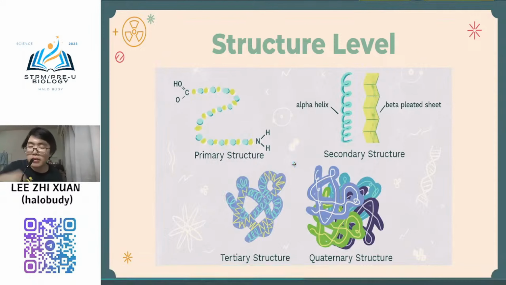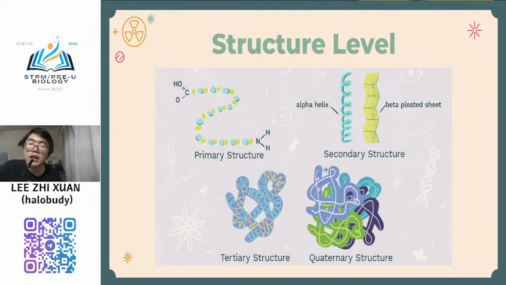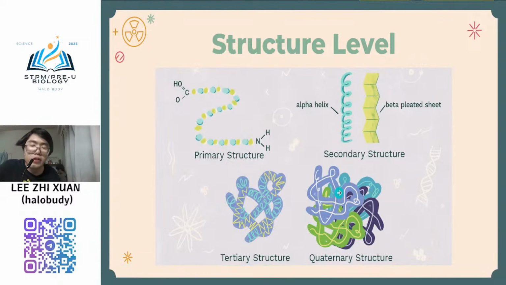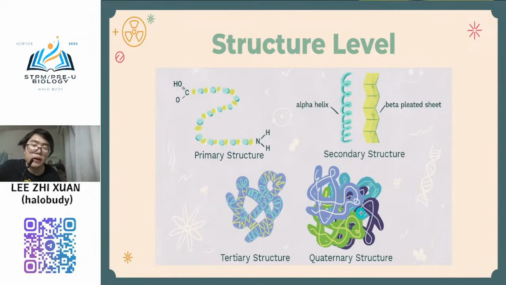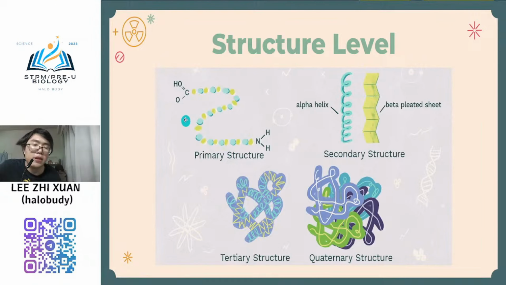And then this one is important. When there are many condensation processes occurring rapidly, they will form protein molecules with different structural levels. They form either primary structure, secondary structure, tertiary structure, or quaternary structure. The higher the level of structure, the more complicated the protein structure and the higher the number of amino acids. In primary structure, it is very simple.